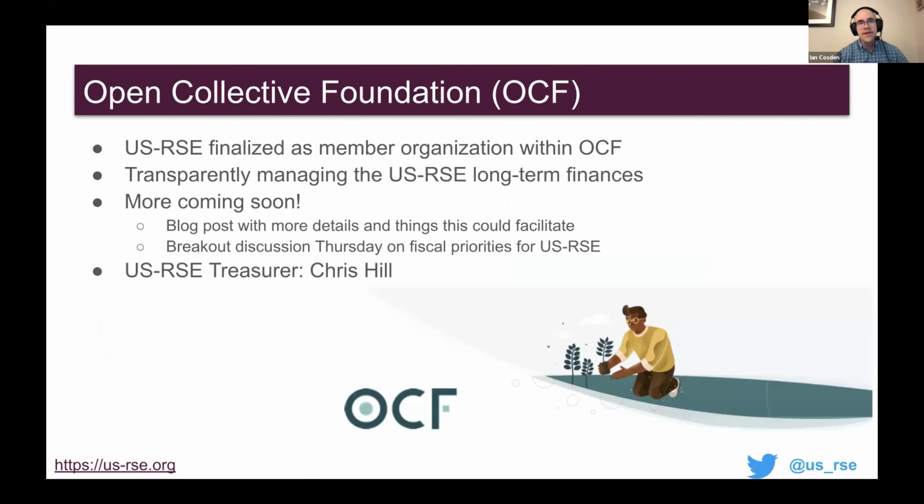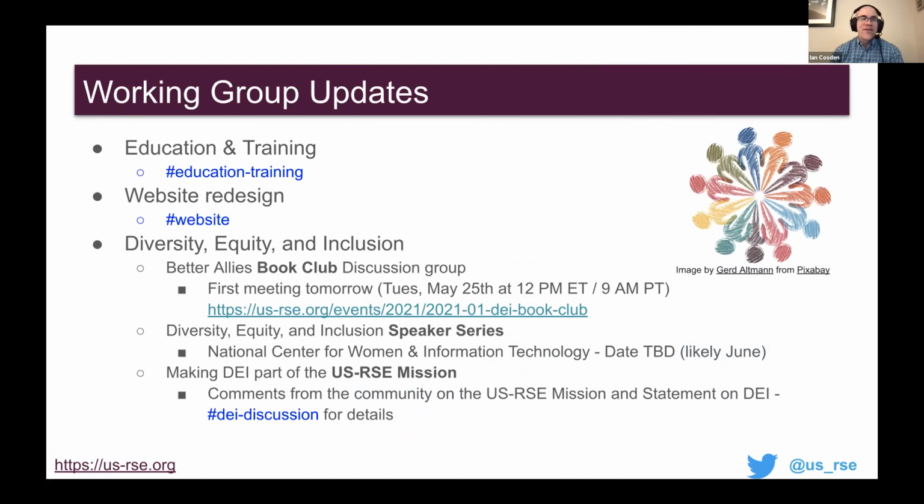Hot off the presses, this just came to fruition late last week or so. US-RSE is now a member organization within the Open Collective Foundation, and this is going to provide us the ability to accept donations, to spend money, to essentially have a bank account, but transparently manage things as well. So more is coming soon. As we start to decide what it can do, we'll hopefully look for a blog post. But also on Thursday, if this is of interest to you, I'm having a breakout discussion as part of the workshop on some of the fiscal priorities. Direct all questions to Chris, as I'm going to be serving as the treasurer.